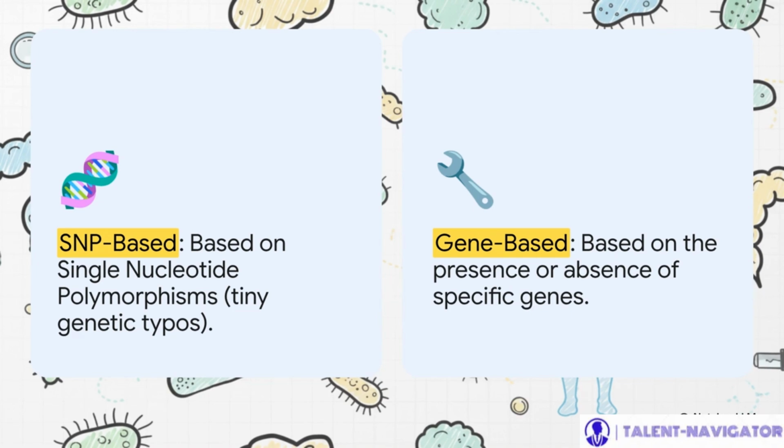First, there's the SNP-based approach. Think of this like proofreading the bacteria's core instruction manual and looking for tiny single-letter typos that make it unique. The other way is to check for gene presence or absence. This is more like looking at the microbe's toolkit. Does this strain have the gene for antibiotic resistance while that one over there doesn't? Both of these methods give us a unique fingerprint for every single strain.